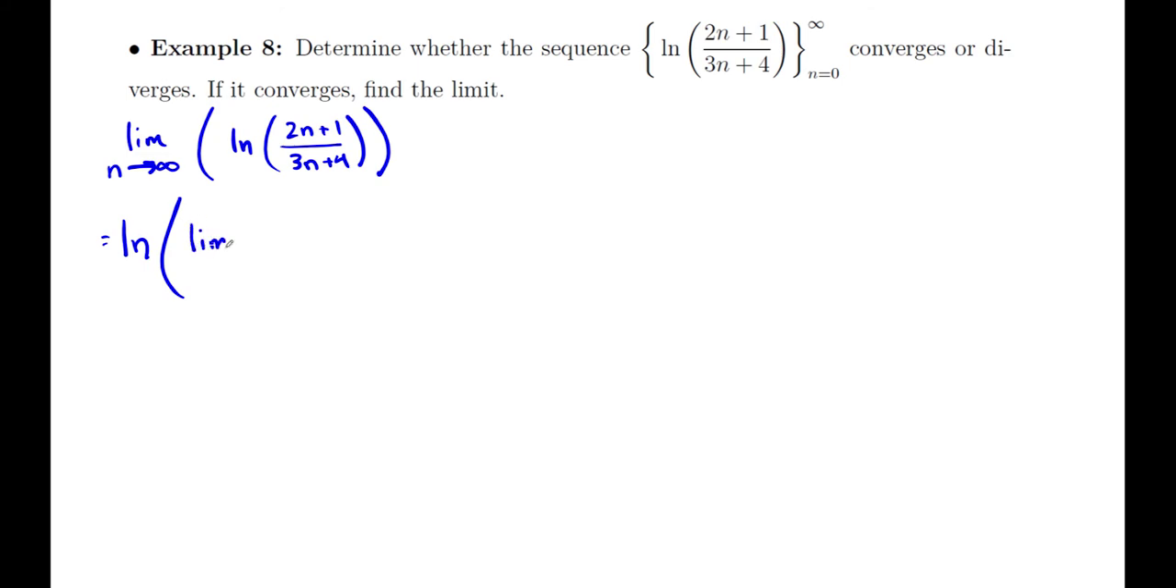So taking the limit of the natural log of this is the same as the limit of 2n plus 1 over 3n plus 4, and then taking the natural log of that limit, okay? And I look inside here, and I believe that this limit exists, right? It certainly seems like it should.